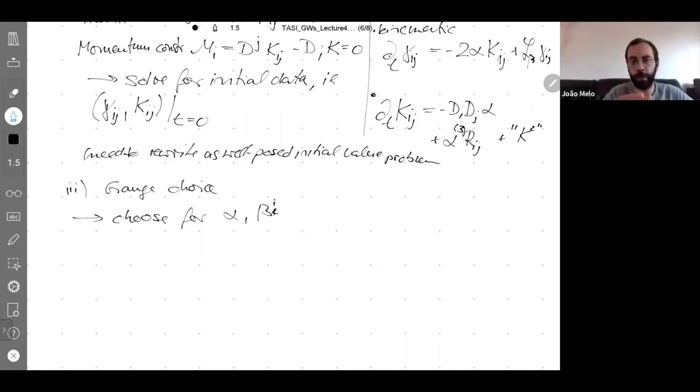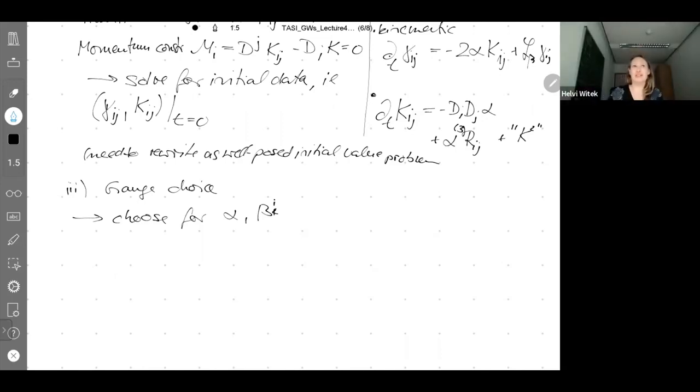It could ruin the well-posedness, because the well-posedness only works for certain gauges, as far as I understand. Okay, that's a good point. That's not the main reason, but yes, we do have to think very carefully about which gauge we choose to accomplish a well-posed initial value formulation. But there's actually a much simpler issue.